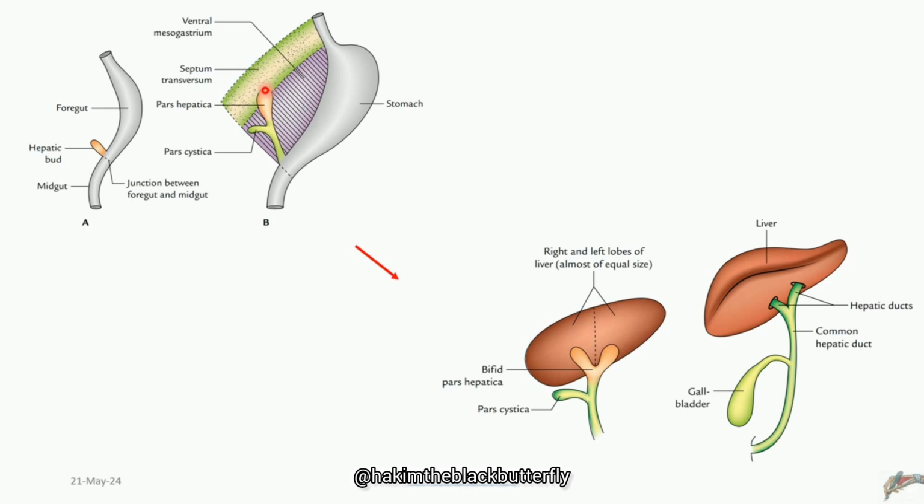That connective tissue, the reticular connective tissue of the liver, the different cells, the Kupffer cells, all those cells are going to originate from the septum transversum. Okay, so all the connective tissue structures of the liver are going to be formed by the septum transversum. Then the intrahepatic biliary ducts, all those are going to be given off by the pars hepatica.